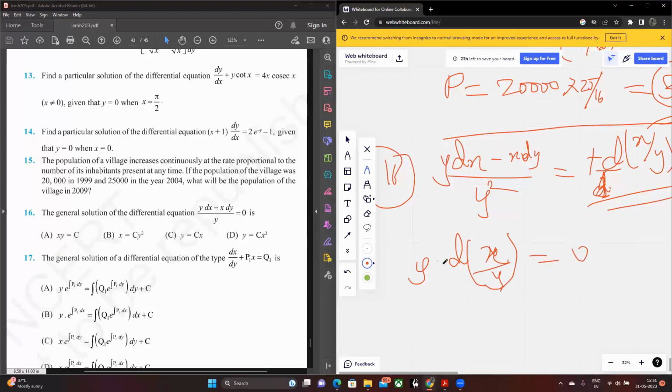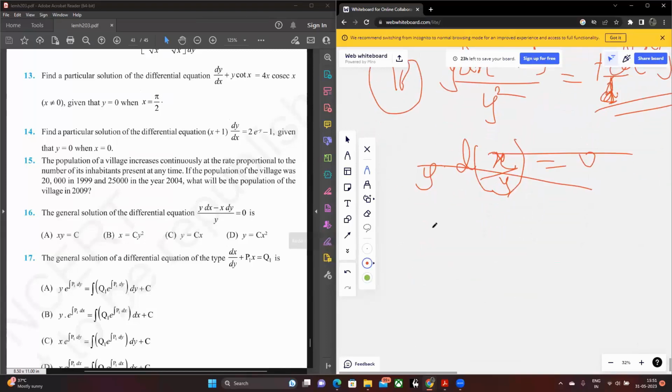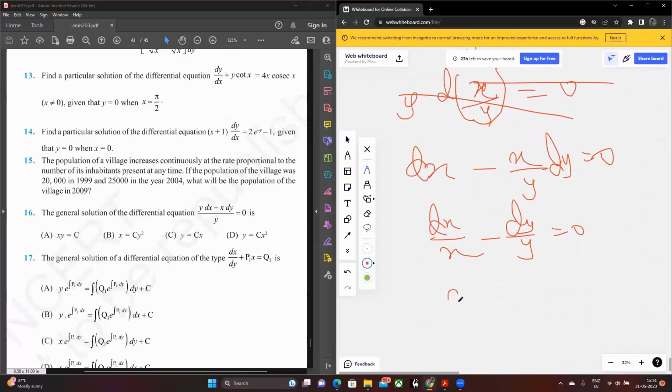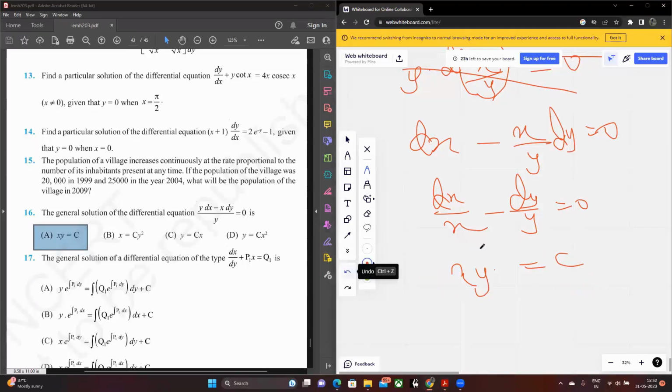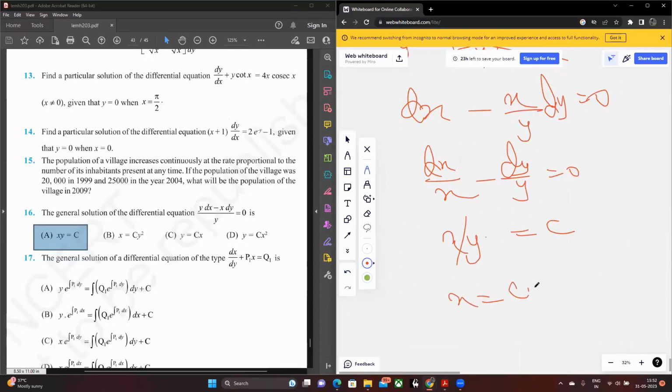Equaling 0. Instead of this, just do your normal integration. dx by x minus dy by y equals 0. But basically, x into y is equal to constant c. Oh, wait a minute, what am I even doing? This is x by y equal to c, or x is equal to c times y. That's the solution.